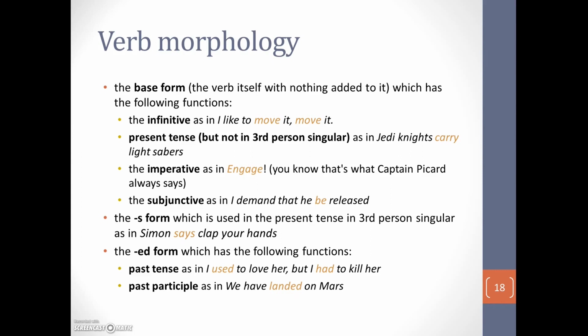We also have something called the ed form, which has the following functions. Both it shows past tense, so "I used to love her, but I had to kill her," actually, as well. That is the example of the ed there, but look at "used" in this case. We also use it in the past participle, as in the example, "we have landed on Mars." We have landed on Mars. And we also have the present participle, of course, or the ing form, which then covers a number of functions.